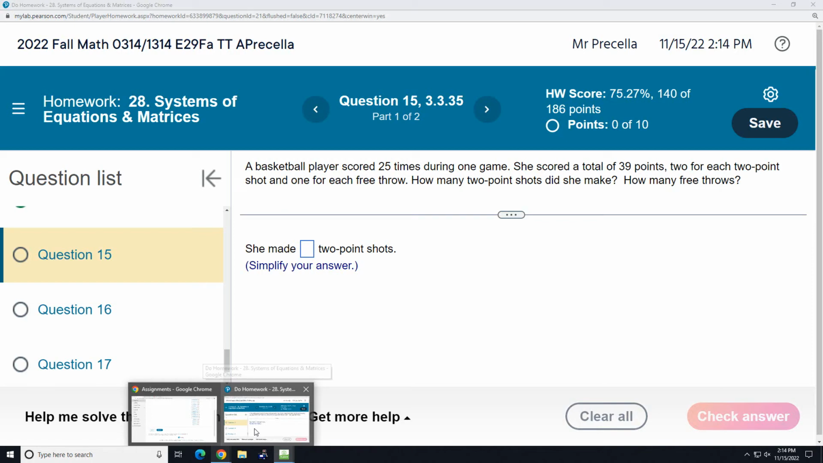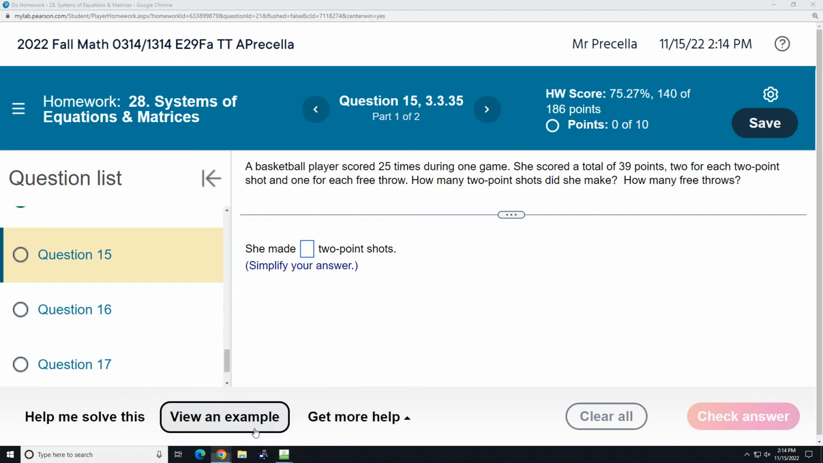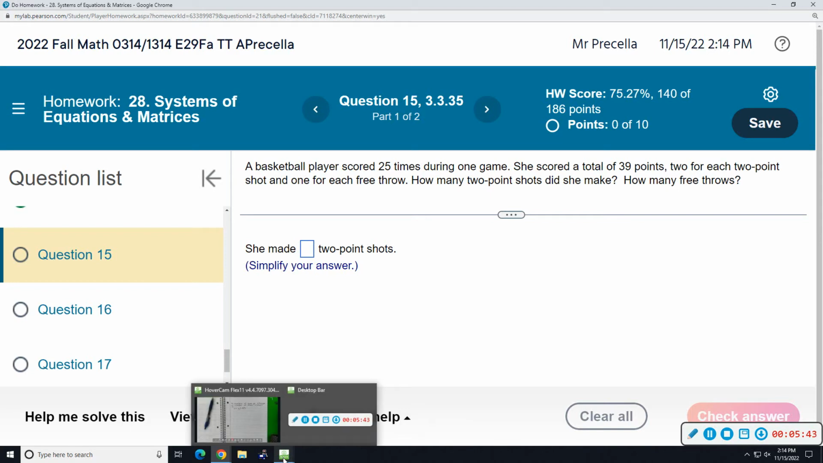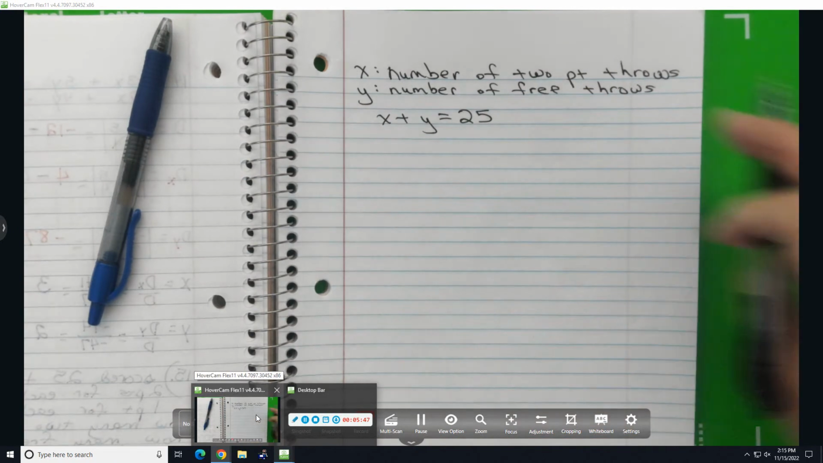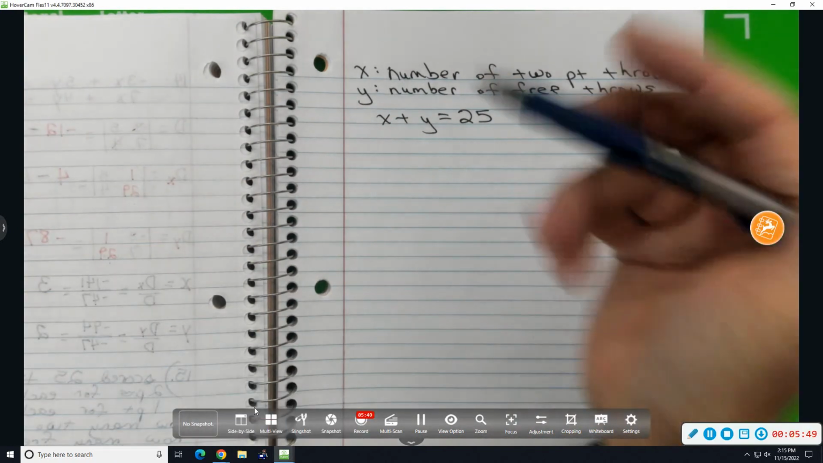Now we need another equation. We need another unique equation involving X and Y. Let's go back to what they said. She scored a total of 39 points. That sounds like a total to me. So it sounds like we need an equals 39. So our second equation should equal 39.